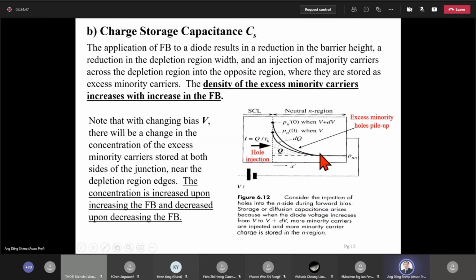So very clearly, the excess minority carrier charge stored in the PN junction can be changed by changing the forward bias. It increases when the forward bias is increased, and it reduces when the forward bias is reduced. So there is a capacitive effect related to this excess minority carrier charge, and this capacitive effect is called storage capacitance. Notice that the storage capacitance is not related to the space charge stored, but it is related to the excess minority carrier charge stored in the two quasi-neutral regions under forward bias condition.